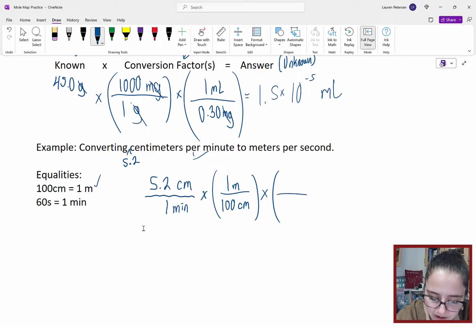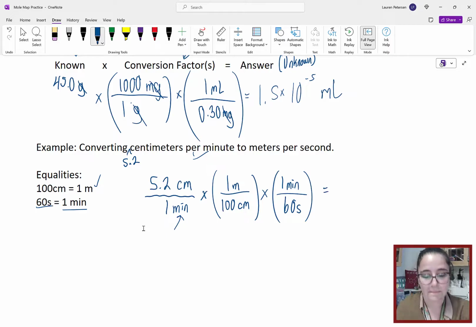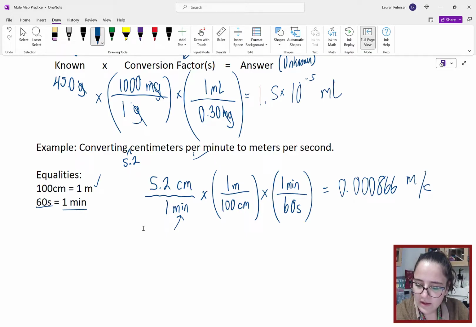And then I know that 60 seconds is 1 minute. Since I want to cancel out the minutes, I'm going to put the 1 minute on top and 60 seconds on the bottom. So then I have 5.2 over 1, so 5.2 times 1 over 100, or divided by 100, times 1 over 60, or divided by 60. And we get a really small number. It is 0.000866. So probably not the units we would use it in, but we can see how that conversion factor works.